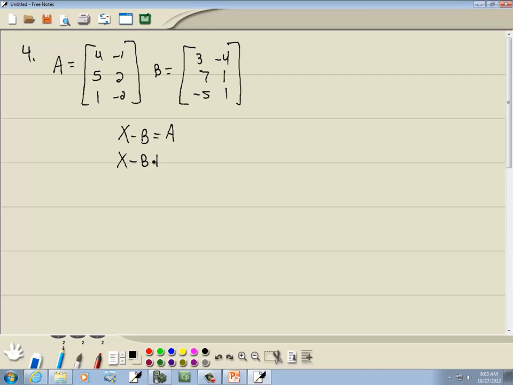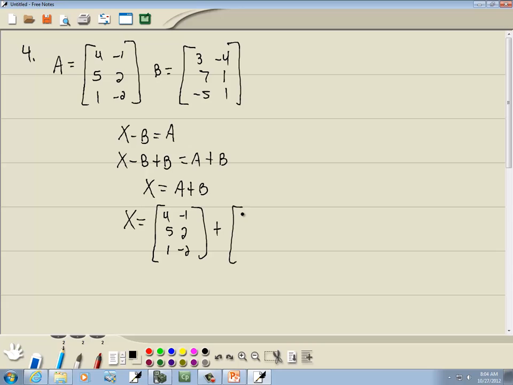You can add a matrix to both sides of a matrix equation. So I can add B to both sides. And just like regular algebra, a negative B plus B would cancel away. And you'd get X is equal to A plus B. Well, that means we add these two matrices together. So 4, negative 1, 5, 2, 1, negative 2. And B, which would be 3, negative 4, 7, 1, negative 5, 1. And you add together the corresponding entries.